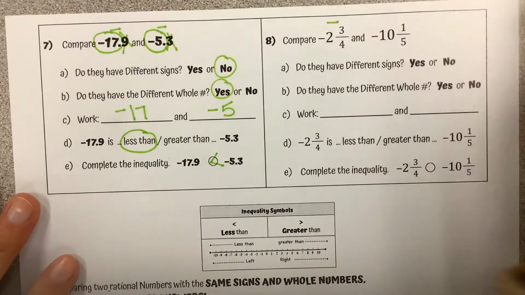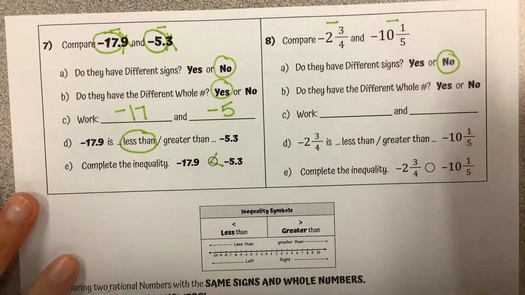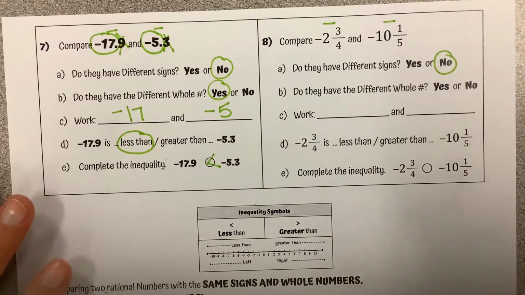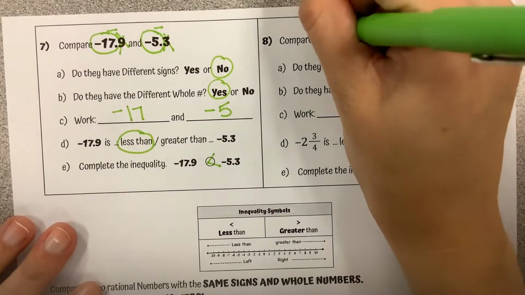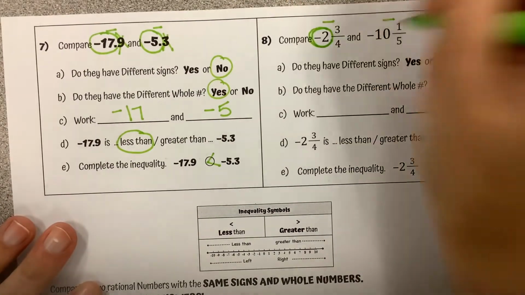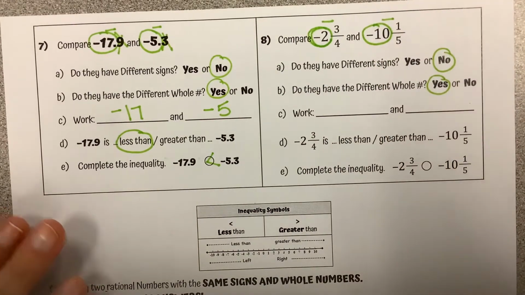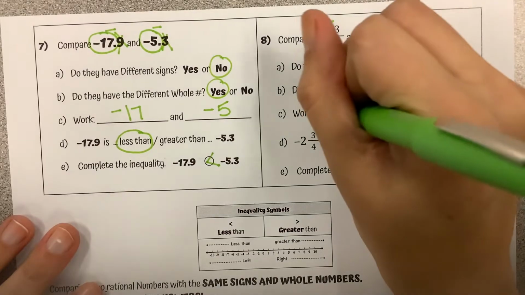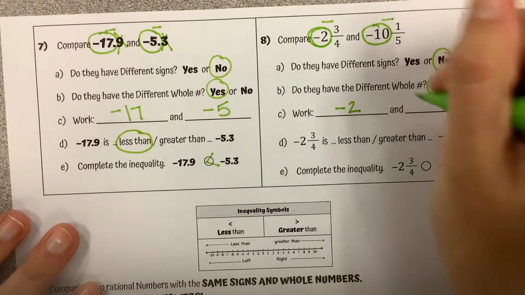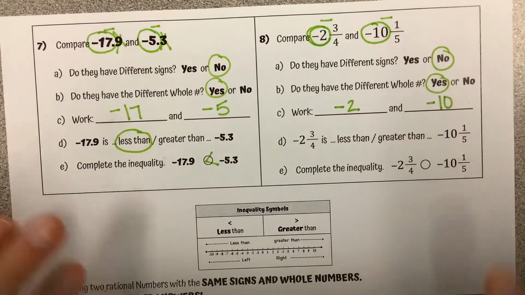We have a negative and a negative. So no, the signs are not different. Do they have different whole numbers? Well, that's the number next to the fraction. We have negative 2 and we have negative 10. So yes, we have different whole numbers. Negative 2 and negative 10 is all that I'm comparing.